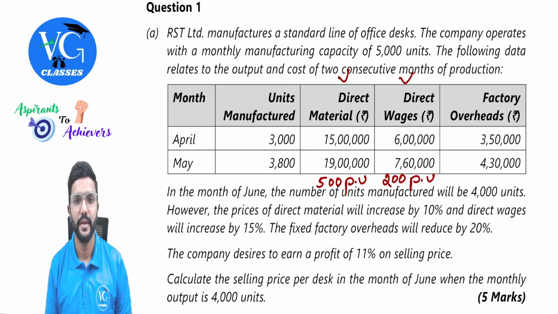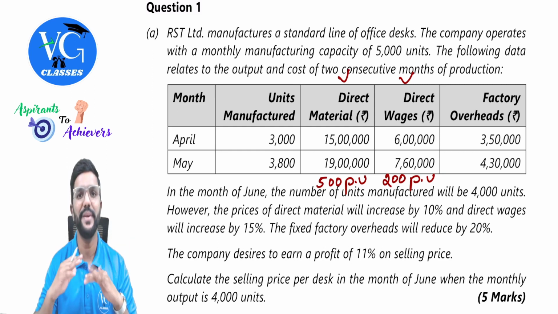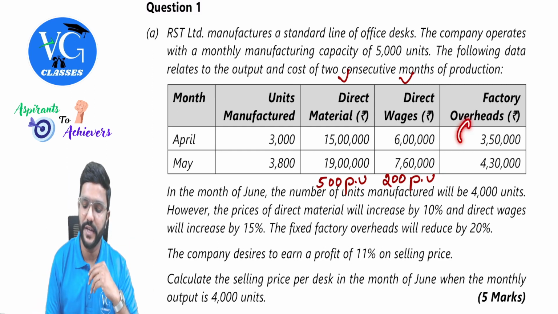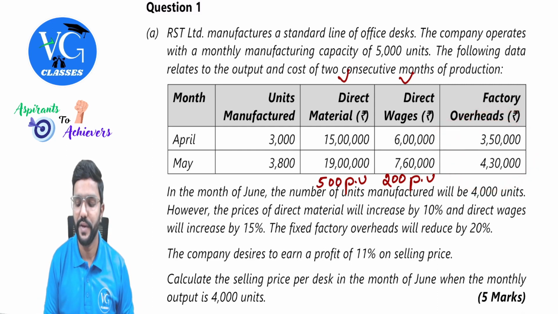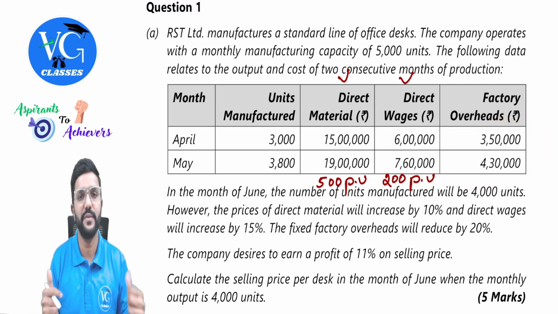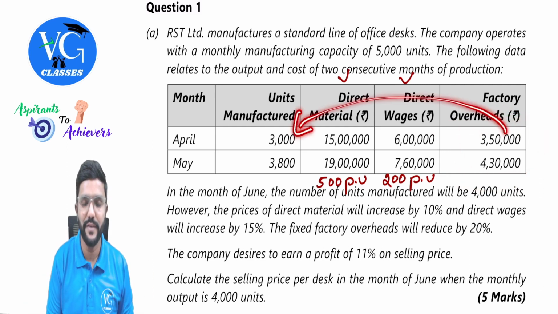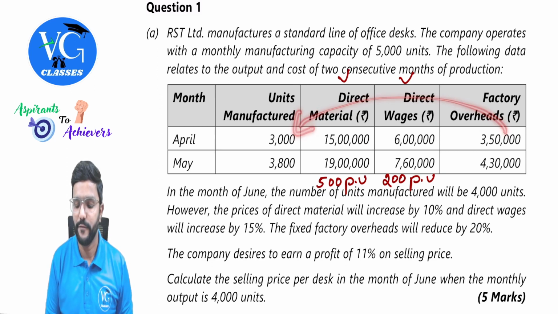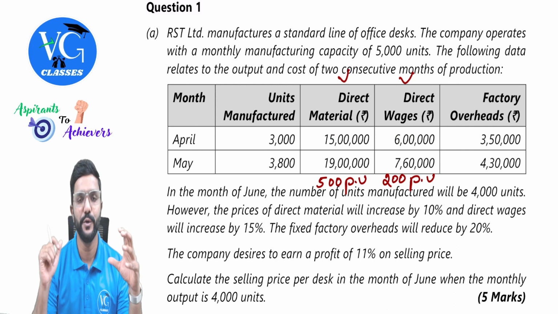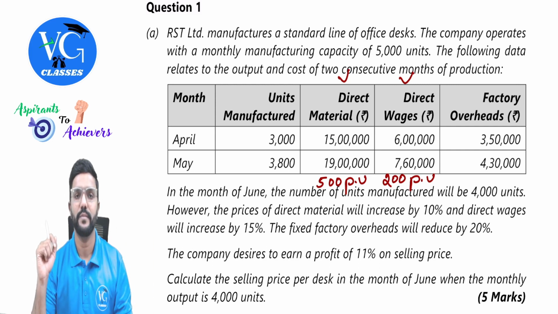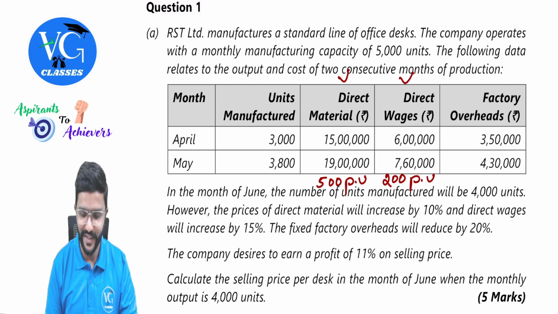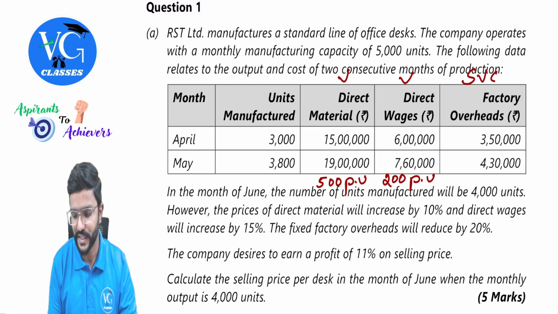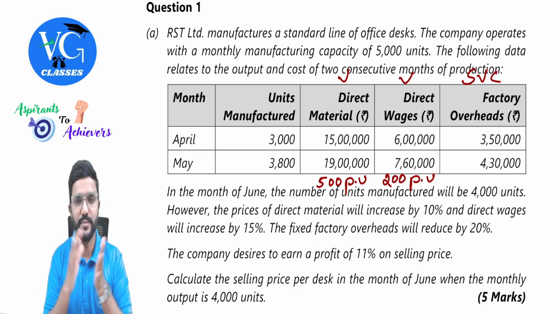Yes, sir. Then coming to factory overheads, guys, overheads can be either variable or fixed or a combination of both. Here it is not fixed because the total is varying, because total fixed cost will always remain constant, guys. Is it variable? Check it. 3,50,000 divided by 3,000. Then 4,30,000 divided by 3,800. Are you getting the same per unit cost? No, it is not the same. So it is not variable also. It is not fixed also. Then what, sir? It is semi-variable cost, guys, or semi-fixed cost. So it has both the portions.